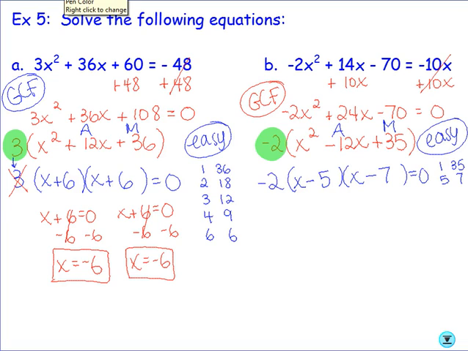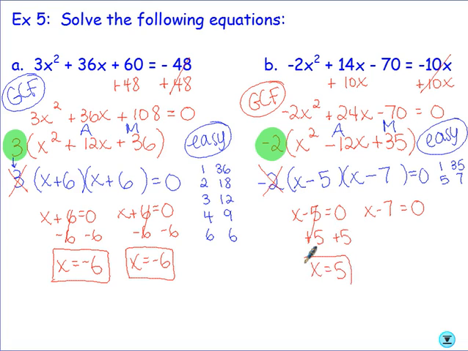Does the GCF have an x with it? No. Not important. X minus 5 equals 0, and x minus 7 equals 0. Here we have to add 5, so we get x equals 0 plus 5 is 5. Here we have to add 7. We get x equals 0 plus 7 is 7.